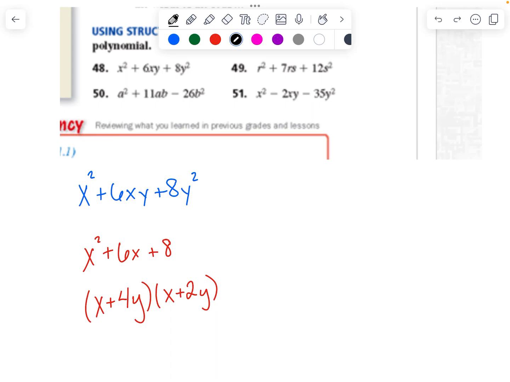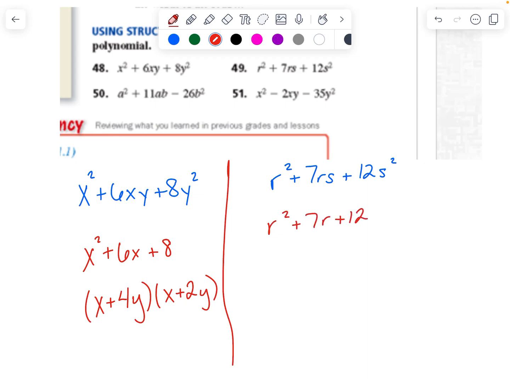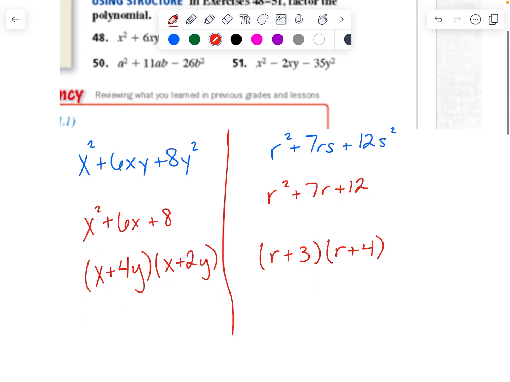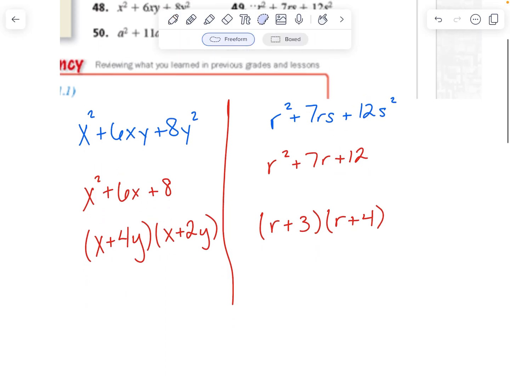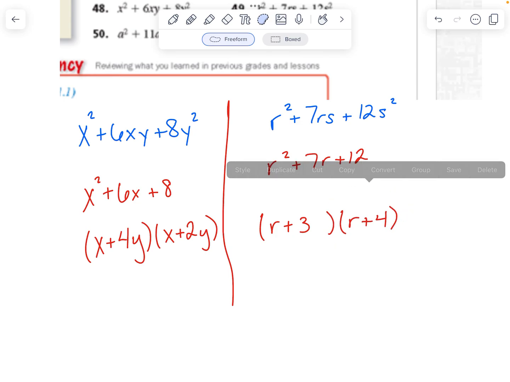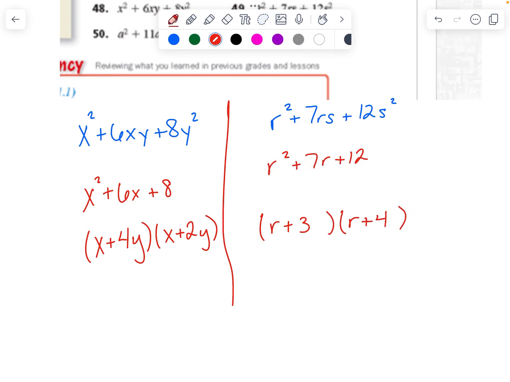Let's try number 49. r squared plus 7rs plus 12s squared. All right, and let's ask ourselves, what would this look like without the s's? r squared plus 7r plus 12. And I could factor this into r plus 3 and r plus 4. And now what I need to do to get those s's back in there, I'll put an s on the end of each term.